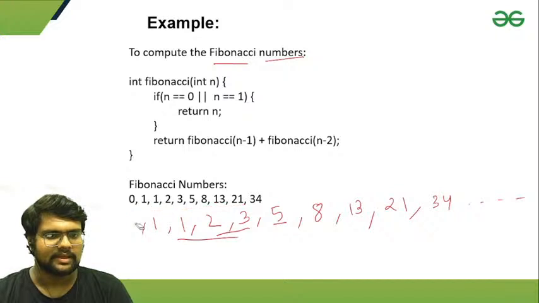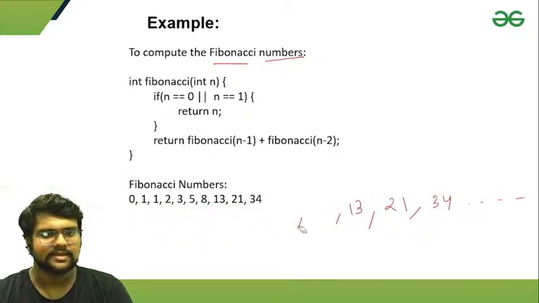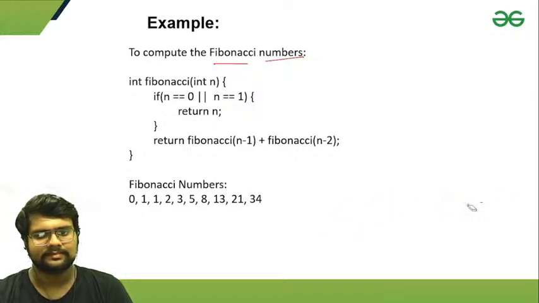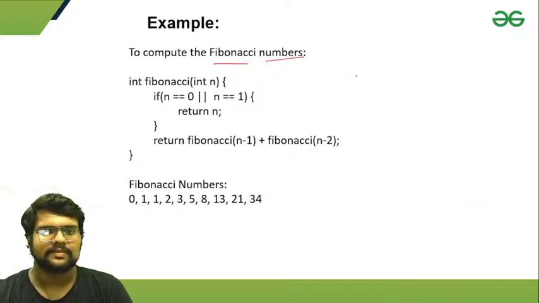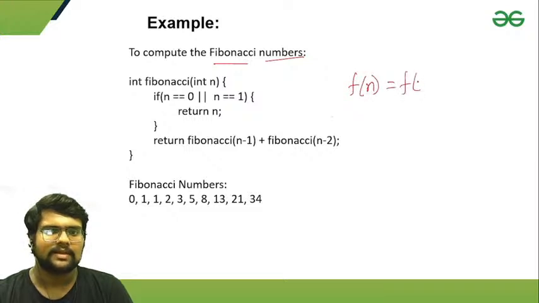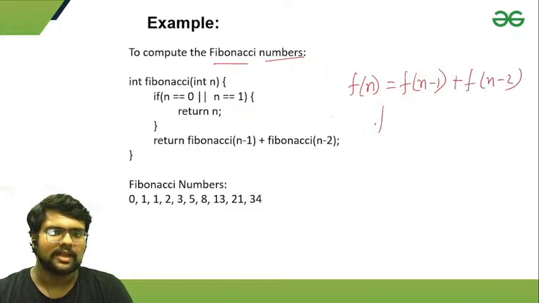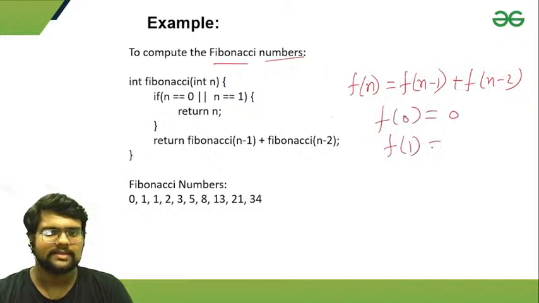Here, as we can see, there is a recurrence relation. What is that recurrence relation? Let me write it once again. The recurrence relation is something like this. We have f of n, and f of n is computed from the previous two values, f of n minus 1 plus f of n minus 2. And f of 0 is 0 and f of 1 is 1. These are the base conditions.